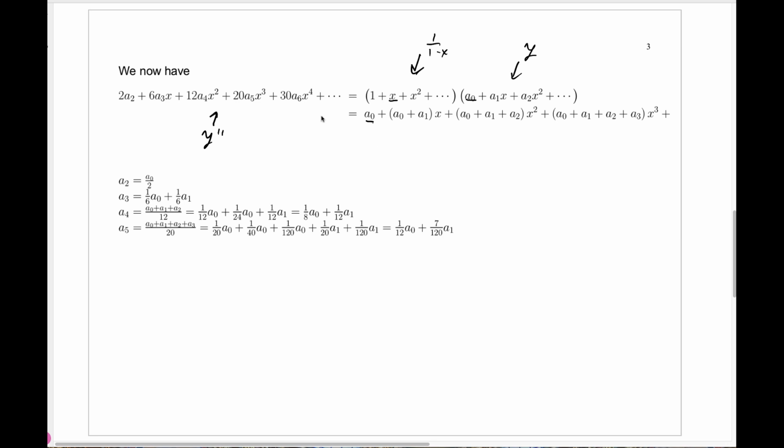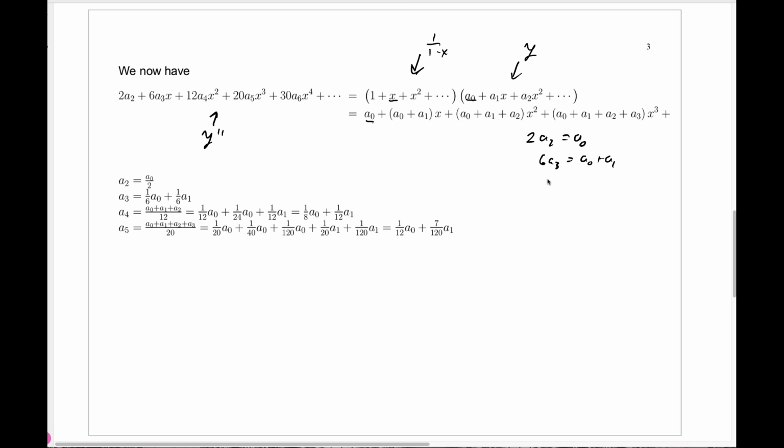Then we want to equate coefficients. In order to have y double prime equal this, we need, and I'm going to write them over here, 2a2 must equal a naught. We need 6a3 equal to a naught plus a1.